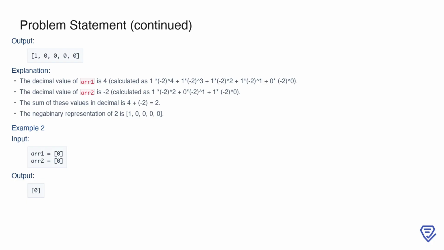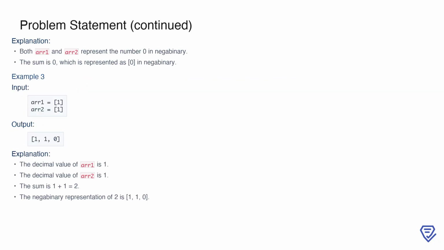Another simple example is when both arrays are 0, resulting in a sum of 0, since both numbers represent 0. In the third example, ARR1 equals 1 and ARR2 equals 1. The decimal value of ARR1 is 1, and the decimal value of ARR2 is also 1. Adding these gives us a sum of 1 plus 1, which equals 2. Now, the Negabinary representation of 2 is 1, 1, 0, which is the output for this example. This demonstrates how Negabinary naturally handles addition, even though the base is negative.